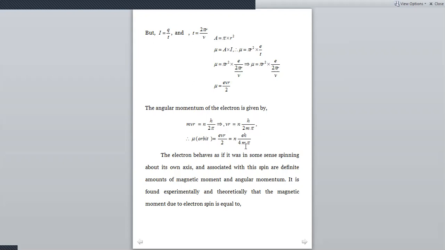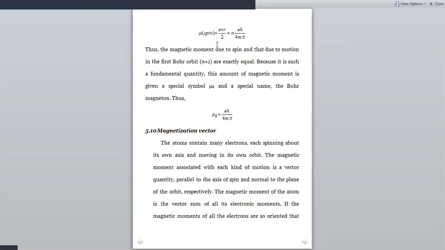The electron behaves as if it is in some sense spinning about its own axis. That is, the electron also has spin angular momentum. Therefore, the spin is defined by the magnetic moment and angular momentum. It is found experimentally and theoretically that the magnetic moment due to electron spin, mu spin, equals e v r by 2, nothing but n equals 1 into e h upon 4 pi m. Thus, the magnetic moment due to spin and due to motion around the orbit for the first Bohr orbit, n equals 1, are exactly equal.